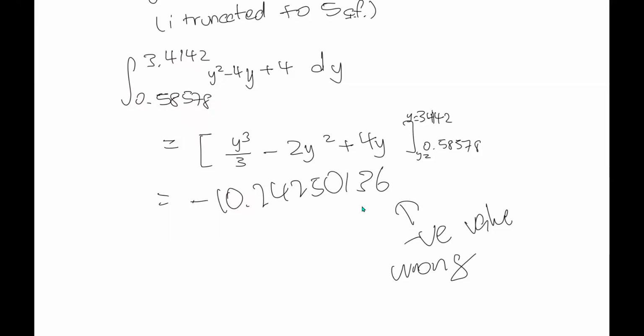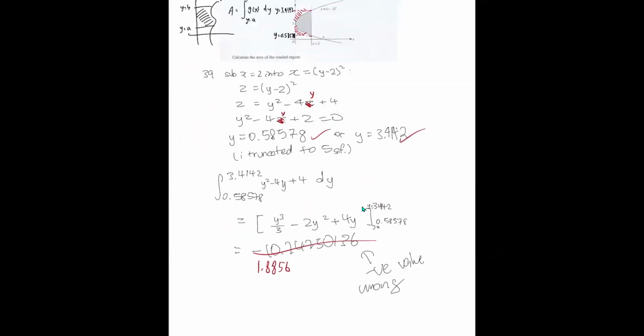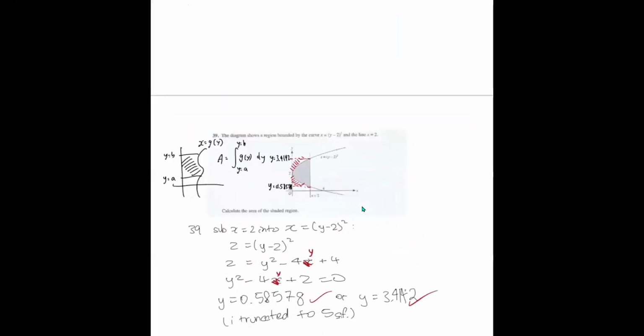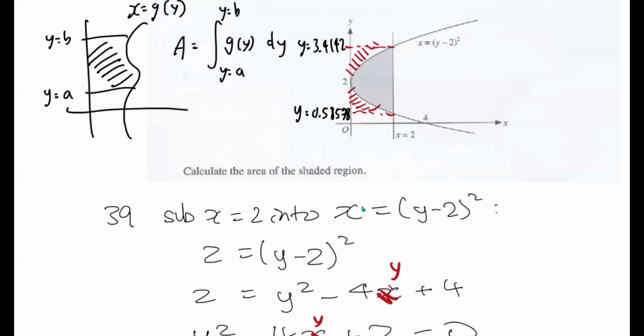Hold on, I'm typing the answer right now. Okay, this you got 1.88. I think you typed it wrongly. Yeah, I think you typed in wrongly. I got 1.8856. Okay. But is this the answer? No, because you want the shaded region. What the 1.8856 represents is the red color region.